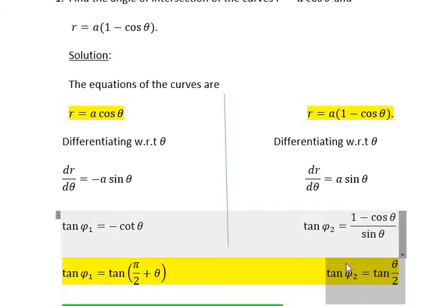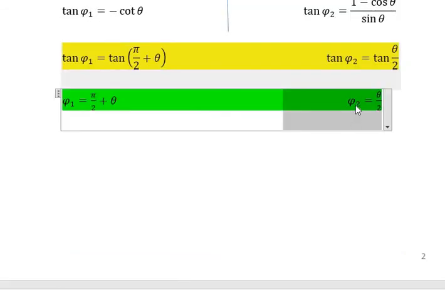Now by making use of the half angles, tan phi 2 will be equal to tan theta by 2, because 1 minus cos theta is 2 sin square theta by 2 divided by sin theta, which can be written as 2 sin theta by 2 cos theta by 2. So one sin theta by 2 cancels. Hence tan phi 2 is equal to tan theta by 2. Therefore we get phi 2 is equal to theta by 2.